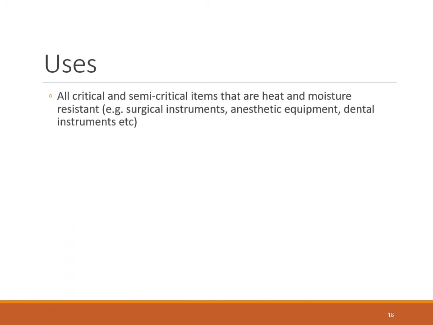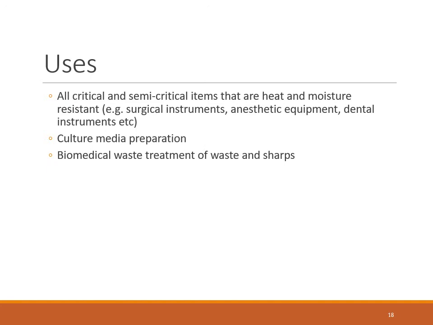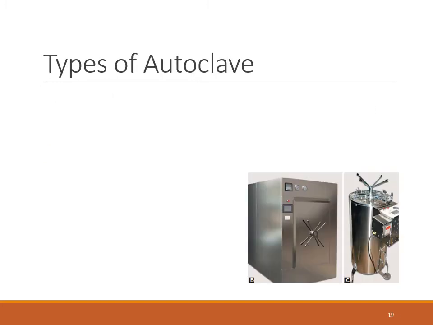Then the uses of the steam sterilizer or the autoclave. The first and important one is all critical and semi-critical items that are heat and moisture resistant, for example surgical instruments, anesthetic equipment, and dental instruments. Second is for the preparation of culture media for microbiological laboratories. Then biomedical waste treatment of waste and sharps. This is one of the leading primary treatments for the removal of biomedical waste.